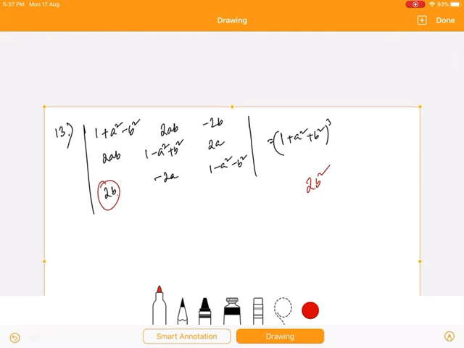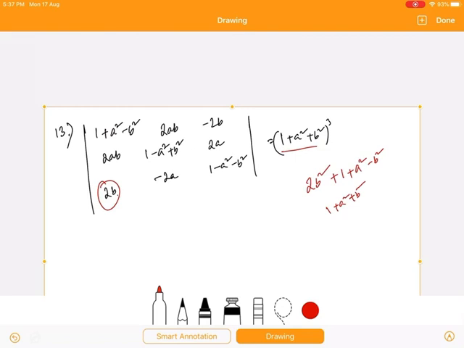2b square. Now with that thing I will add this one. My main purpose is to get 1 plus a square plus b square, right? So 2b square I will add with this one. What I get? 1 plus a square minus b square. So what I get? 1 plus a square plus b square. Yes or no? So my main criteria is to get this thing. So how do I get it?